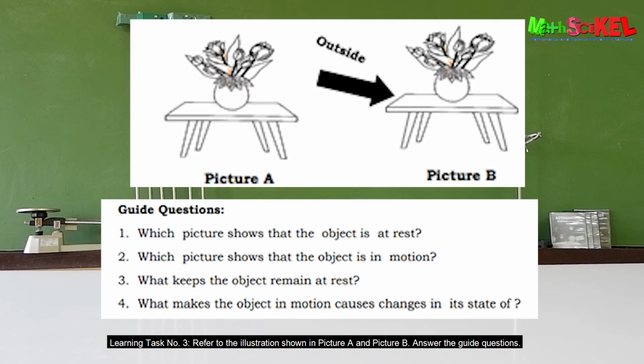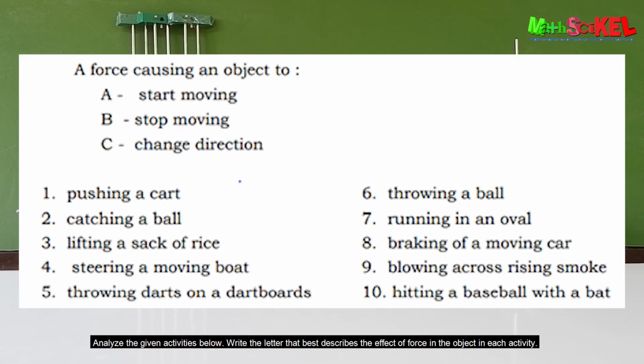For learning task number 3, refer to the illustration shown in picture A and B. Answer the right question. Analyze the given activities below. Write the letter that best describes the effect of force on the object in each activity.